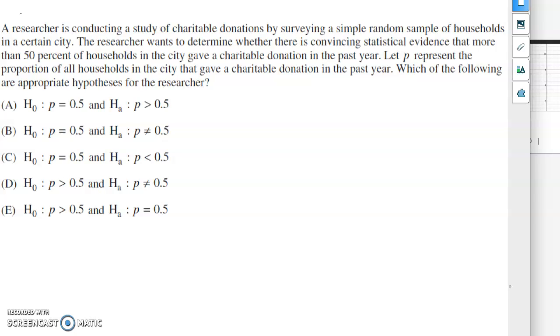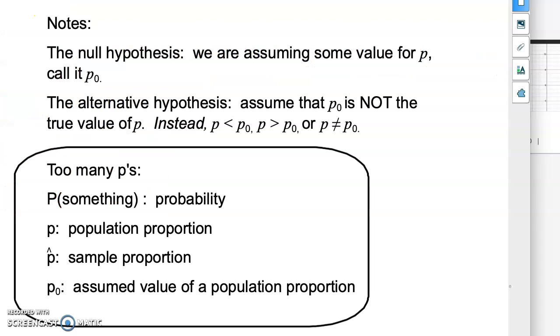So last week we talked about this, and hopefully you remember that H0 always has to have an equal sign, so we can cross out this one and this one. So H0: P equals 0.5. We're hypothesizing that the true proportion is equal to 0.5. The alternative is that the person thinks that maybe there are more than 50%, so P is greater than 0.5. All right, so hopefully you remember that.